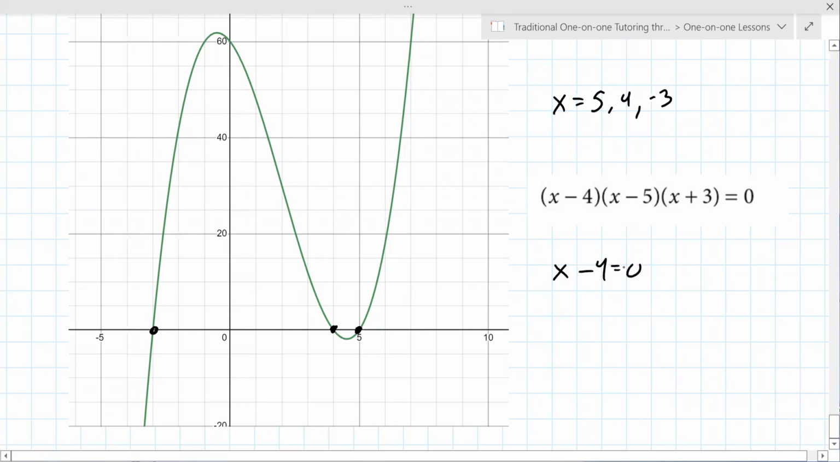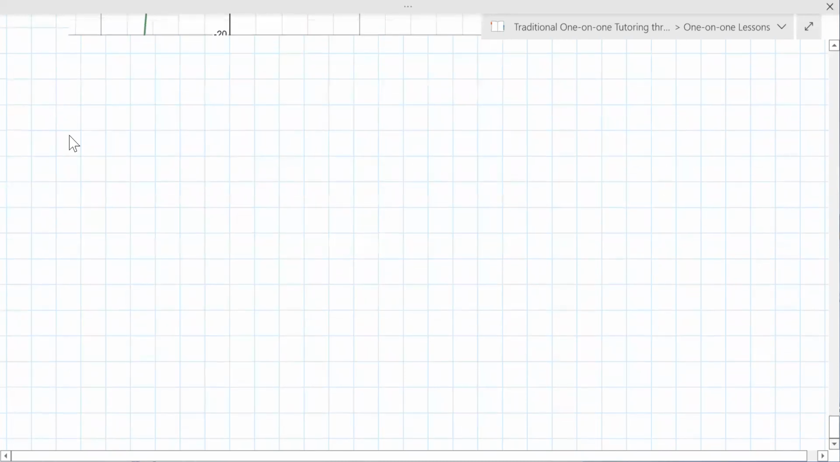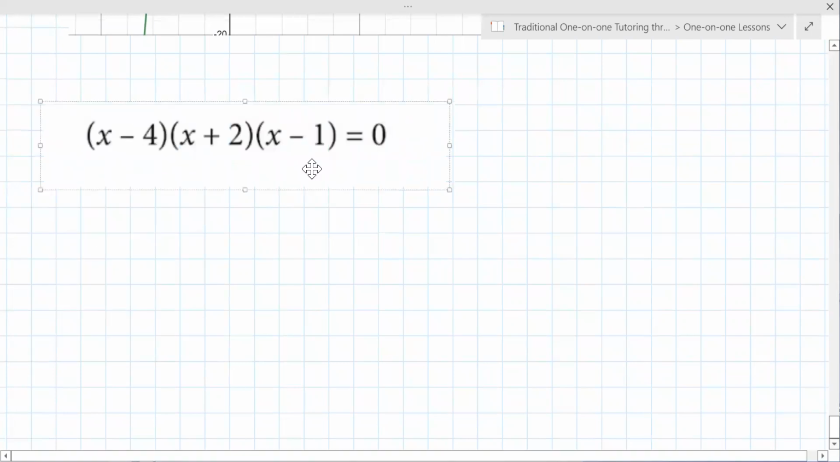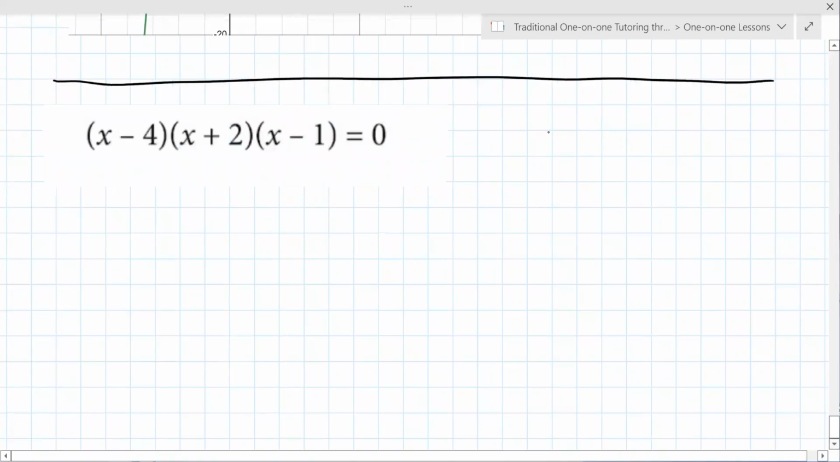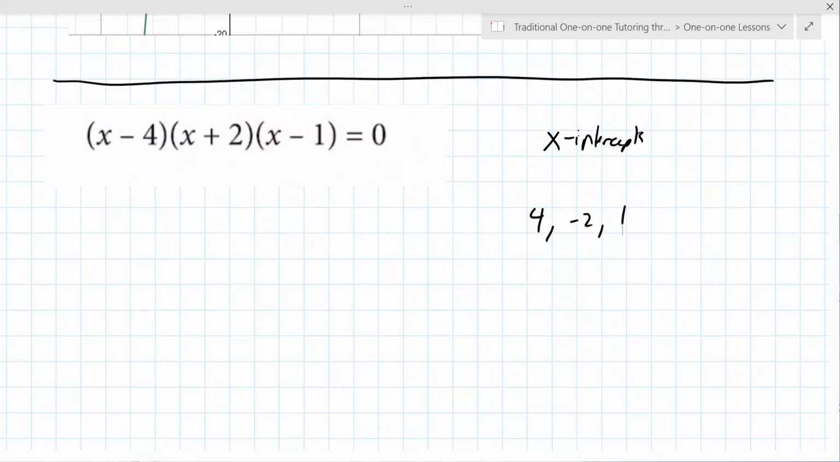So you're setting each of these equal to 0. When you do that, now, if I give you another question here, okay, so this is a new question. What are the x-intercepts? So it'd be 4, -2, and 1. Okay, now I'm going to give you the entire question, and I want you to read the question first.